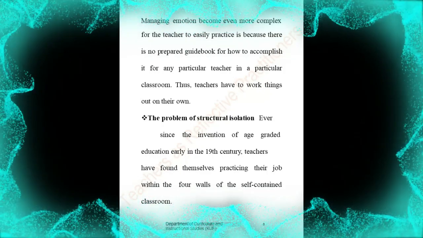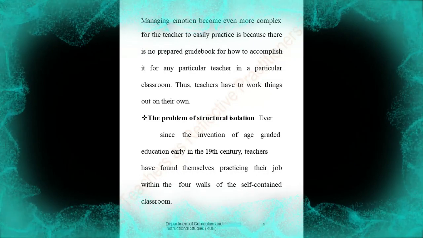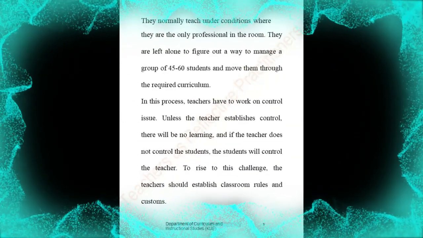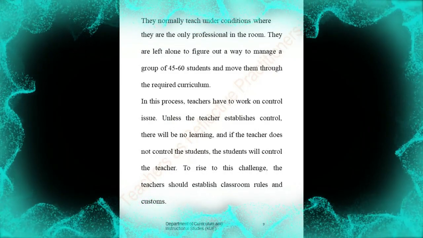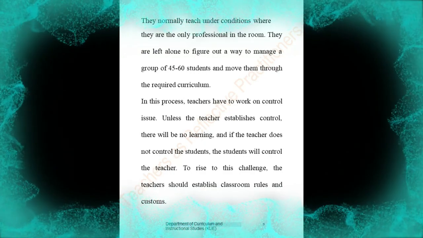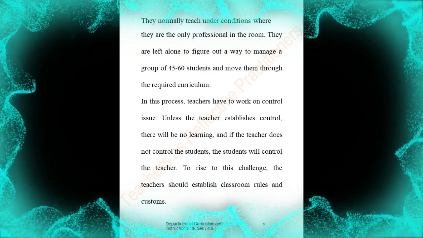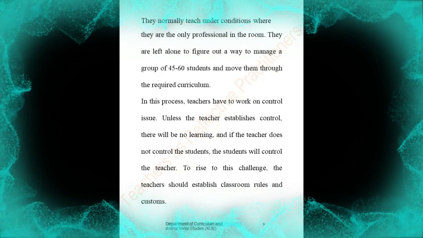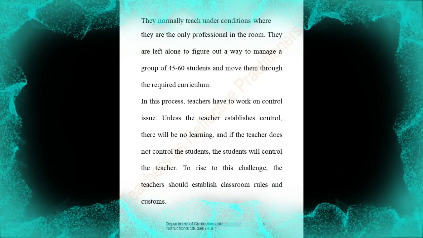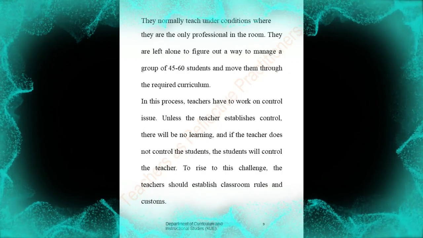The problem of structural isolation. Ever since the invention of age-graded education early in the 19th century, teachers have found themselves practicing their job within the four walls of the self-contained classroom. They normally teach under conditions where they are the only professional in the room. They are left alone to figure out a way to manage a group of 45 to 60 students and move them through the required curriculum. In this process, teachers have to work on control issues. Unless the teacher establishes control, there will be no learning, and if the teacher does not control the students, the students will control the teacher. To rise to this challenge, teachers should establish classroom rules and customs.